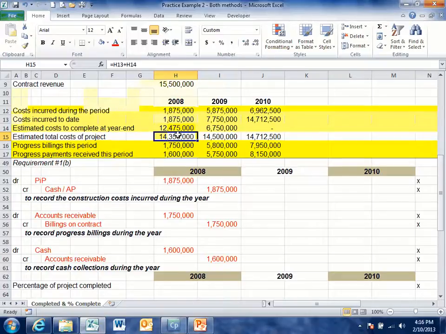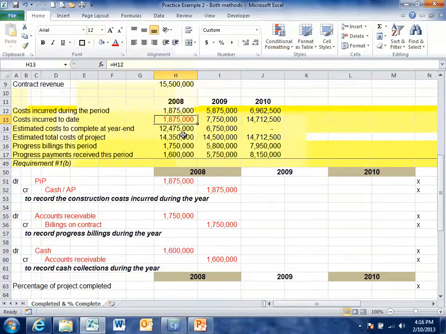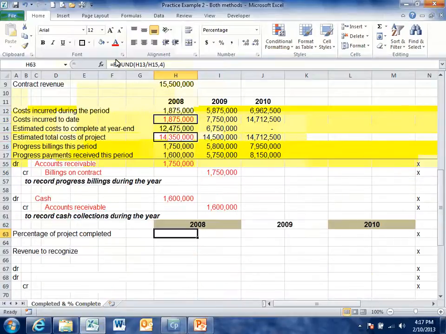So again, the formula is costs incurred to date divided by total estimated cost of the project. So if I take 1.875 million and I divide by 14.35 million, you'll find that the percentage of completion is 13.07%. So now we can use that 13.07% and we can calculate our revenue to recognize.